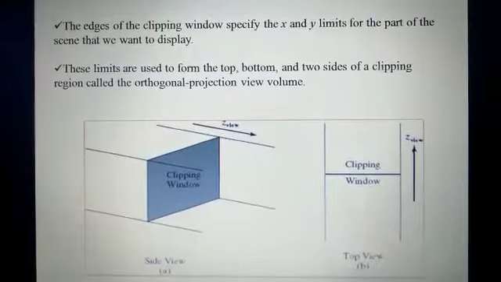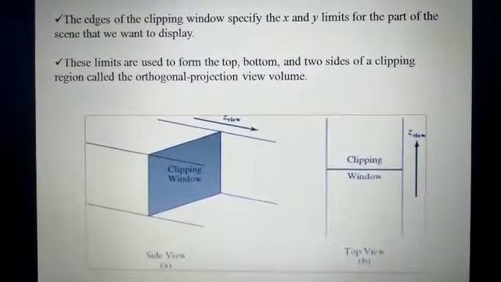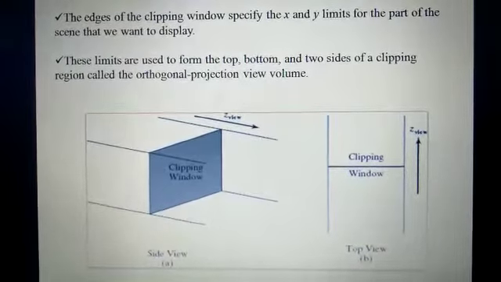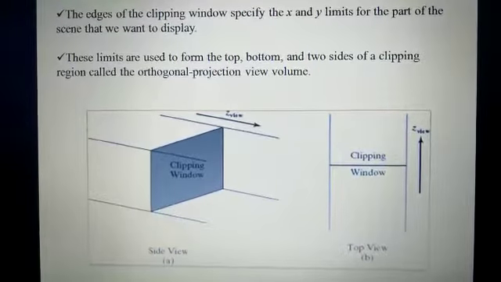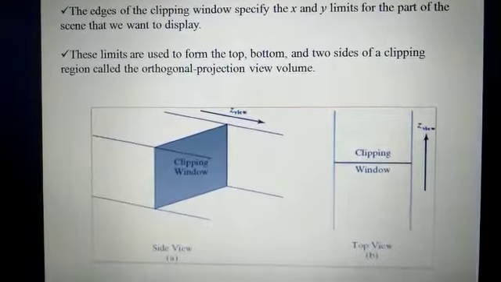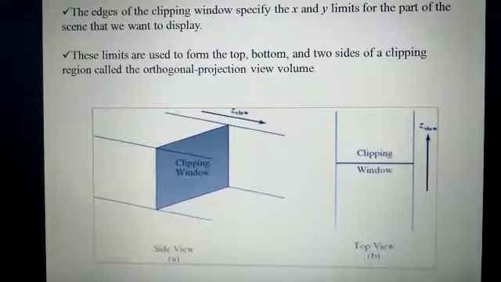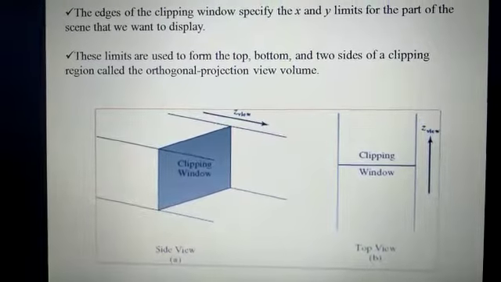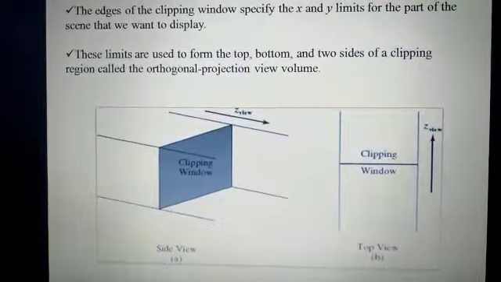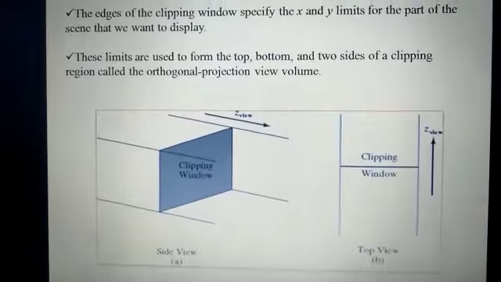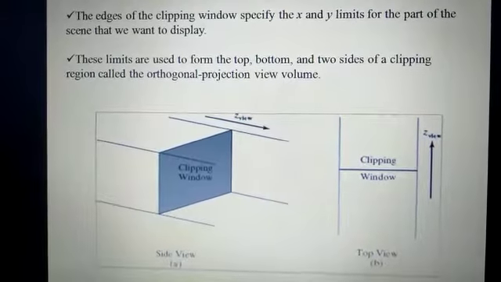And if you go with the elevation again, because projection lines are perpendicular to the view plane, these four boundaries are planes that are also perpendicular to the view plane and that pass through edges of the clipping window to form an infinite clipping region, as shown in the diagram.